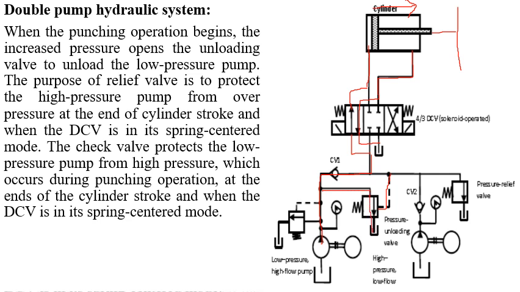Okay. Once the low pressure pump is unloaded, flow from the high pressure pump goes to the blank end of the cylinder. Now this one will move, it connects like this. So in this way, more force is applied on the blank end of the cylinder to press this sheet metal. Okay. Further movement of the cylinder completes the punching operation.